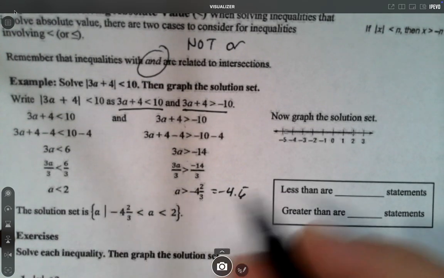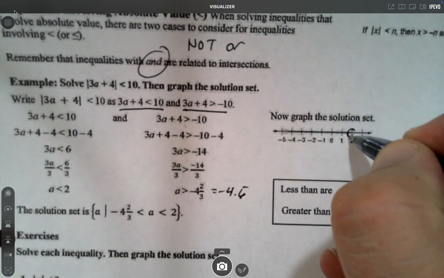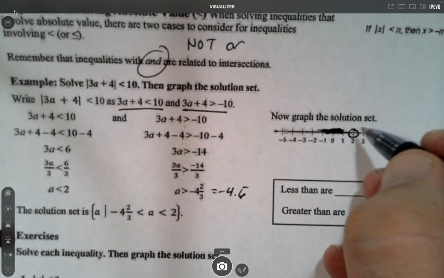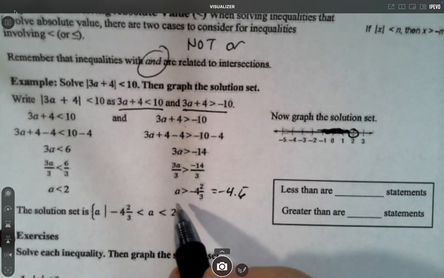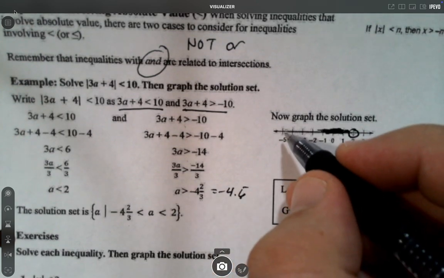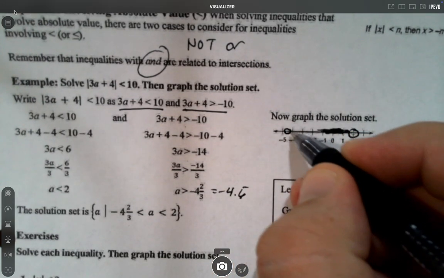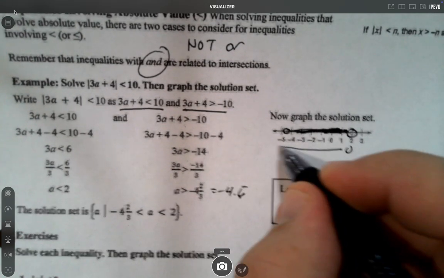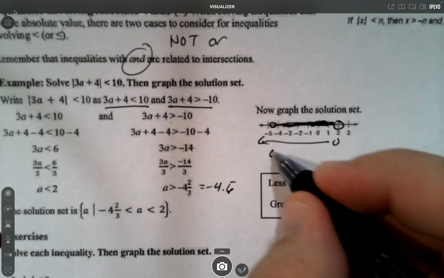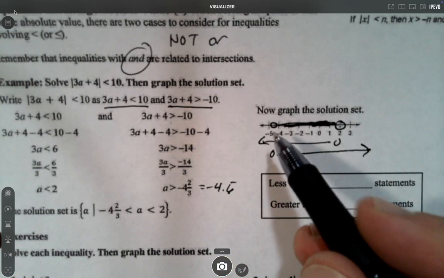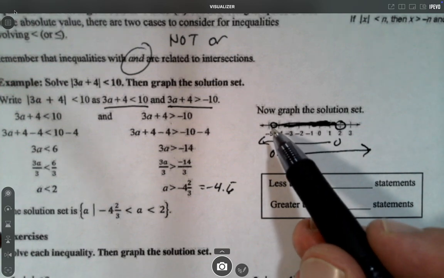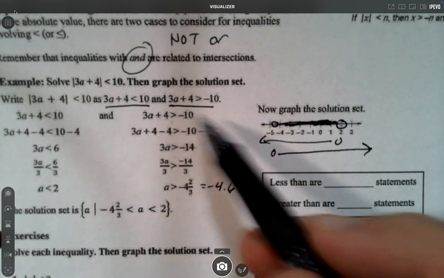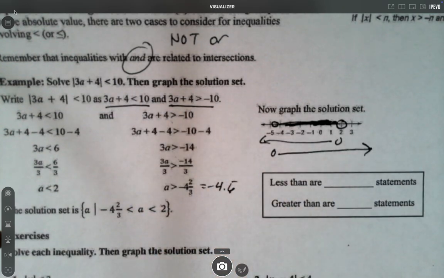So we have a is less than 2. So we put an open circle at 2 and shade this way. And then we say a is greater than negative 4.6. So we'll put an open circle somewhere between negative 5 and negative 4 and shade that way. Now you can do them individually, like we talked about before with compound inequalities. And you see where they overlap, where they intersect, is between negative 4.6 and 2. And since these have no "or equal to"s, that's why they're both open circles.